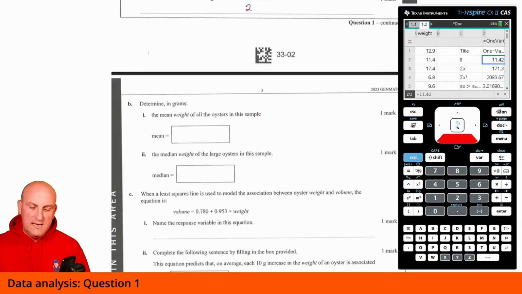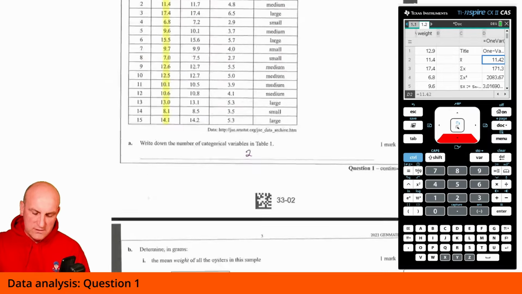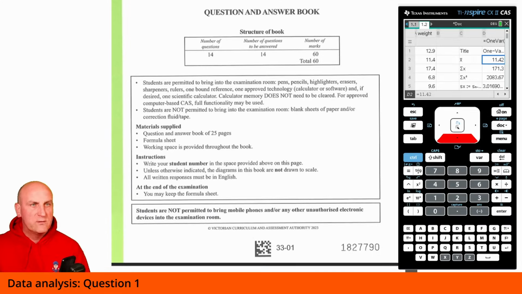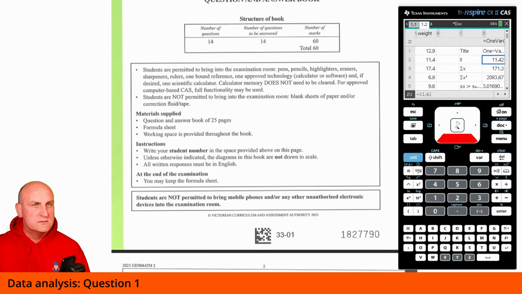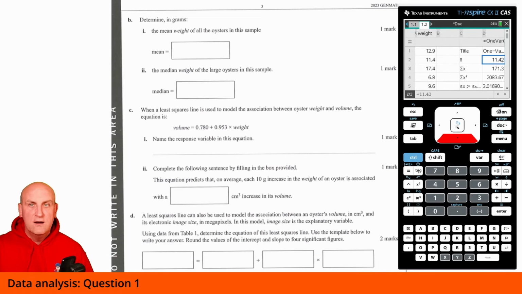Now, obviously, many people make mistakes on these questions because of accuracy. They don't put them to the right number thing. Determining grams, the mean weight of all the oysters in this sample. That's interesting. They didn't give an accuracy for that one. So I'm just going to check the front of the paper to make sure it didn't say anything there. Unless otherwise stated, or space provided. Right, okay, well, I'm just going to write whatever my calculator gives me then. So I'm going to put the whole value of 11.42.